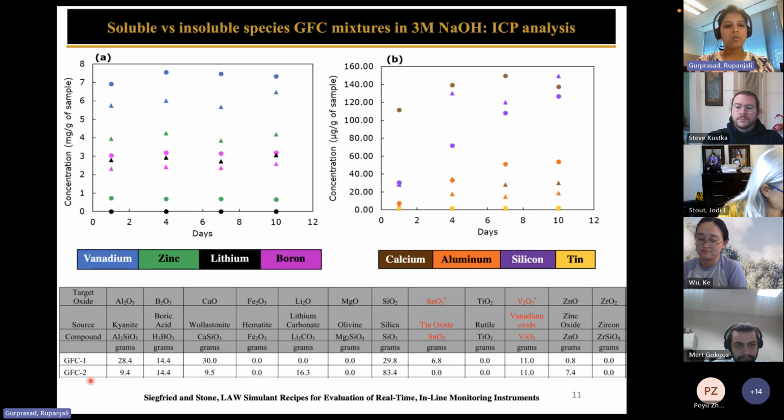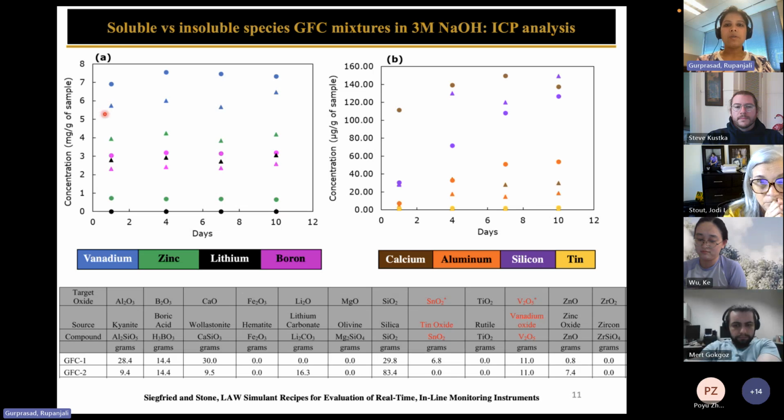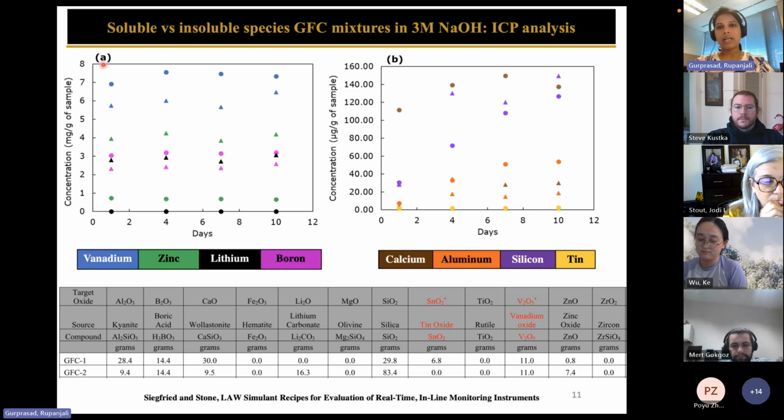So in this, what we did was we just suspended some of these different glass forming chemical solids in a 3 molar NaOH solution, which is an alkaline environment. And we took samples out after 1 day, 4 days, 7 days, and we did this study up to a period of 10 days. And the ICP results are the ones that are shown in figure A and figure B. If you see in figure A, the y-axis is concentration in terms of milligrams dissolved per gram of sample, whereas in B, it's micrograms per gram of sample.